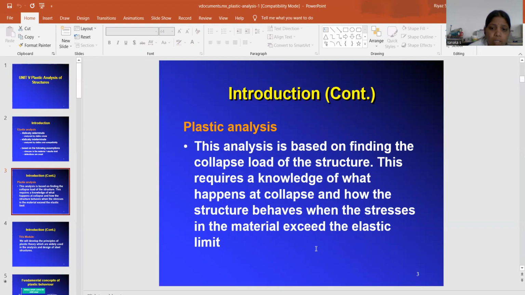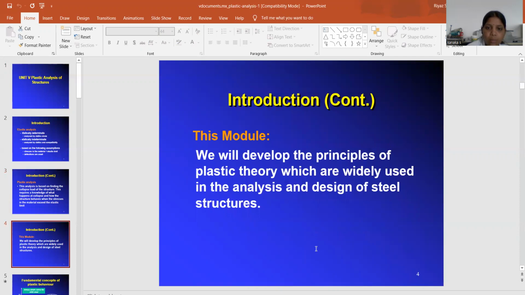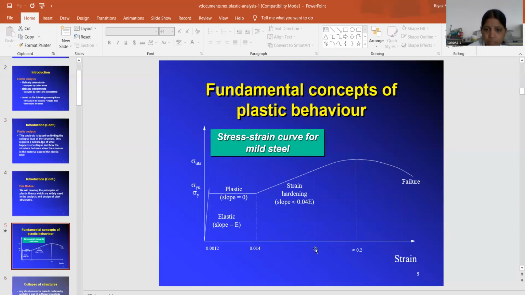Plastic analysis finds the collapse load of the structures, with knowledge of what happens at collapse and how the structures behave when the stresses in the materials exceed the elastic limit. We will develop the principles of the plastic theory, which are widely used in the analysis and design of steel structures.